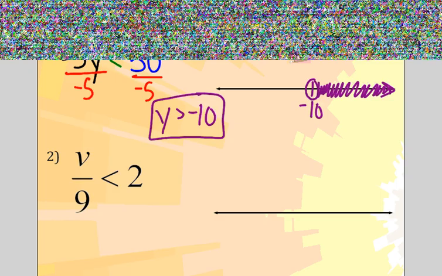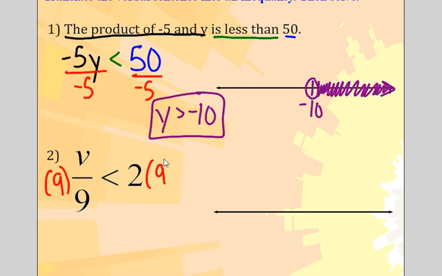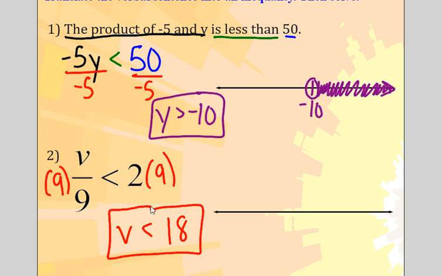Last one's already been translated. How do I undo dividing by 9? I multiply both sides by 9. I get v and I get 18. Do I have to change the sign? I do not. When you multiply or divide by a positive, those don't change signs of numbers. They won't change the sign of your inequality. So this one is I just want all numbers that are less than 18. Any number less than 18 would make a true statement.